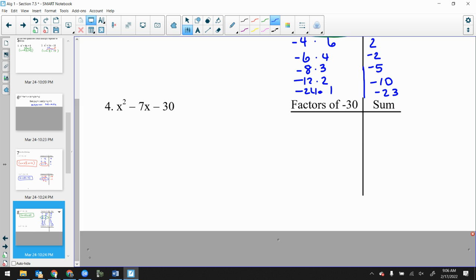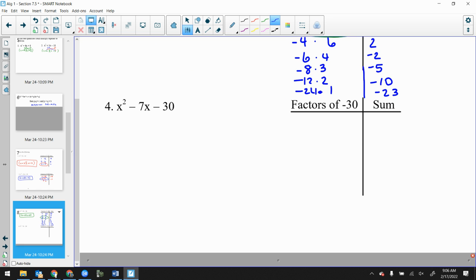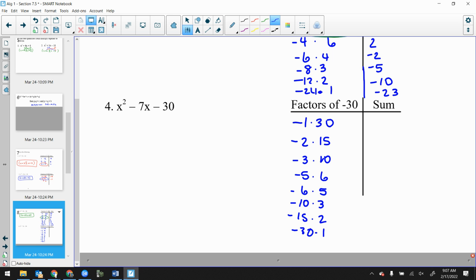Let's do another one. Factors of negative 30. Now, for factors of negative 30, again, I need to make that longer list. Negative 1 times 30, negative 2 times 15, negative 3 times 10, negative 4, nope, negative 5 times 6, and then it can wrap around again, right? Negative 6, and I do have to write it here. Negative 6 times 5, negative 10 times 3, negative 15 times 2, negative 30 times 1.